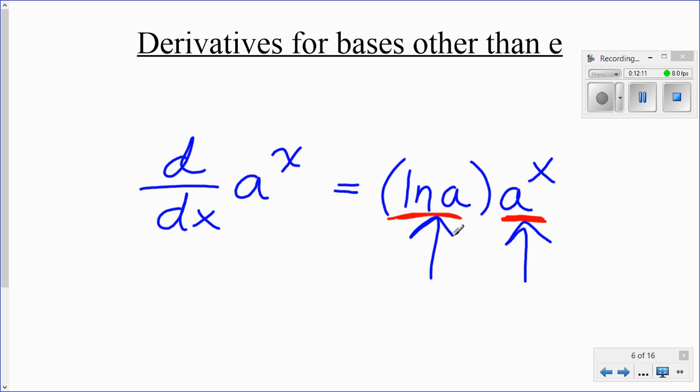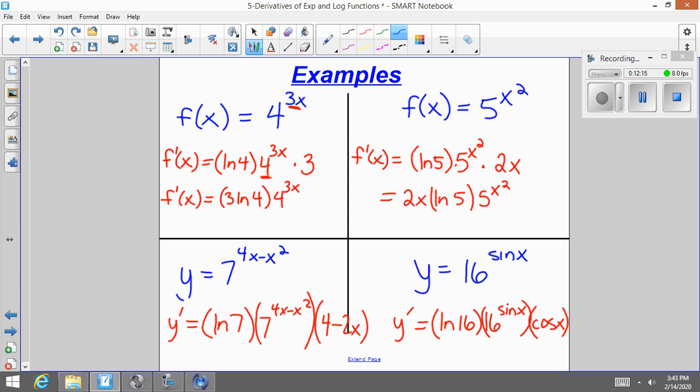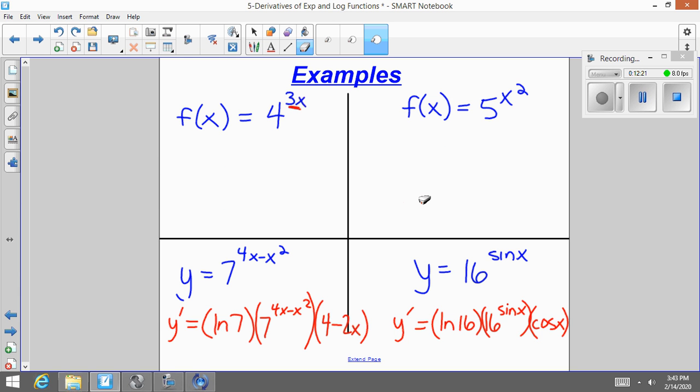All right, here's a few examples. Let me erase this so we can go through them together.